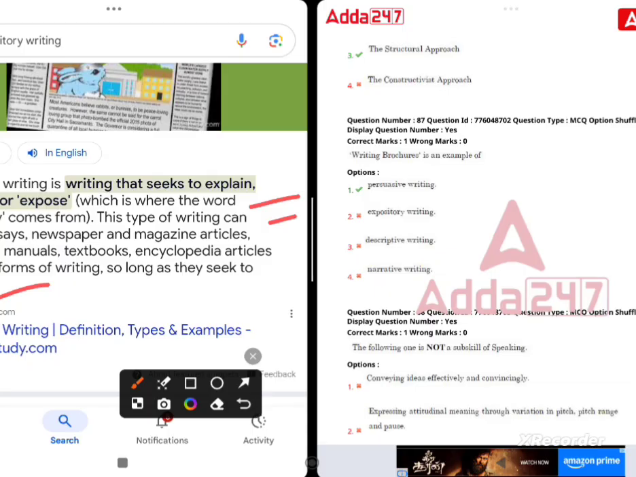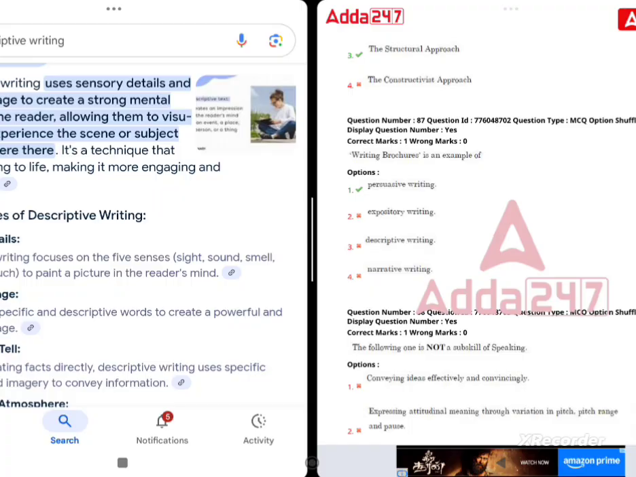And the next one, a third option is descriptive writing. Descriptive writing uses sensory details and vivid language to create a strong mental image for the reader, allowing them to visualize and experience the scene or subject as if they were there. It's a technique that brings writing to life, making it more engaging and immersive.